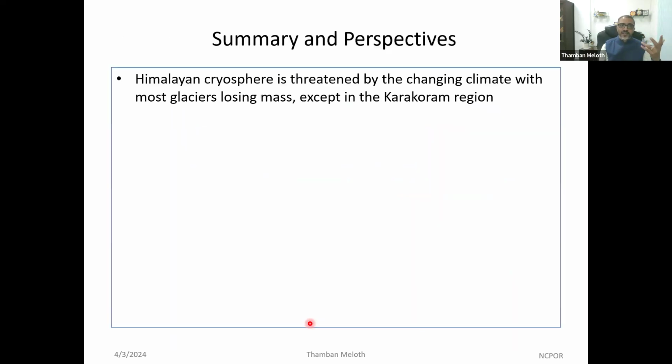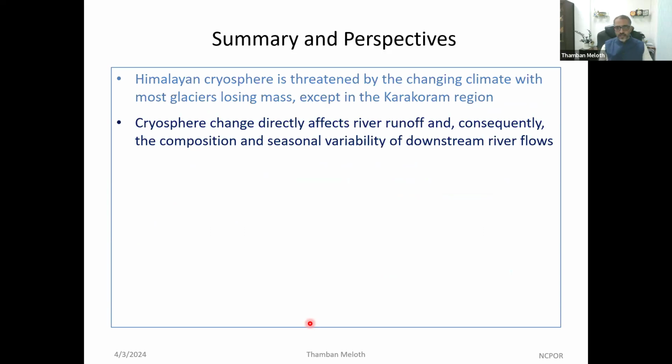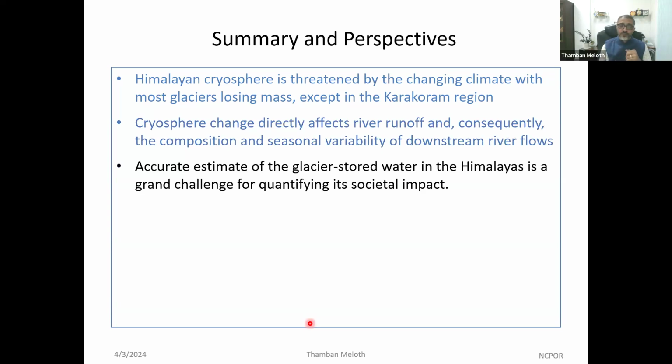So to summarize, we know that the Himalayan cryosphere is threatened by a changing climate, with most glaciers losing mass, except probably in the Karakoram region. And it's highly heterogeneous in nature across the Himalaya. That's something you have to keep in mind when dealing with the Himalaya. And the cryosphere change directly affects the river runoff, and consequently the composition and seasonal variability of the downstream river flows.